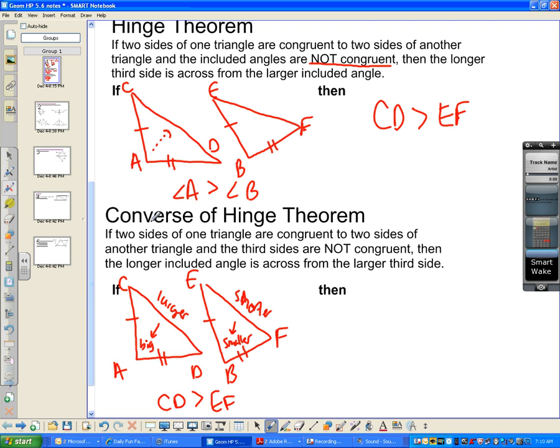So I can conclude from the converse of the hinge theorem that angle A would have to be greater than angle B. The measure of angle A is greater than the measure of angle B. Sorry, measure, because we're talking about numbers. Okay, so that's the hinge theorem, and that's pretty much what we're talking about today. And we're going to use these in proofs later on.